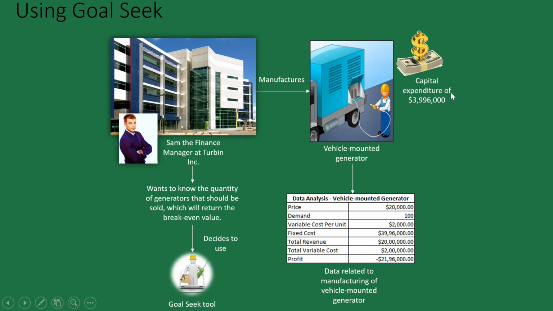You can see the capital expenses here, an amount of 3000 something. Here is the data analysis for the vehicle mountain generator: the price, this is the total price of 20 thousand, and the demand is 100 generators, the variable cost per unit is this, the fixed cost per unit is this, and the total revenue is this. So the total variable cost is this, and the profit figure. This is data related to the manufacturing of the vehicle mountain generator.